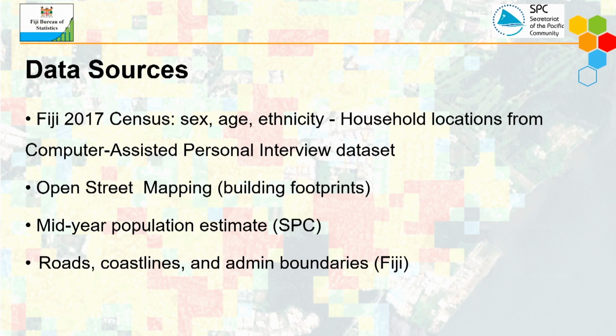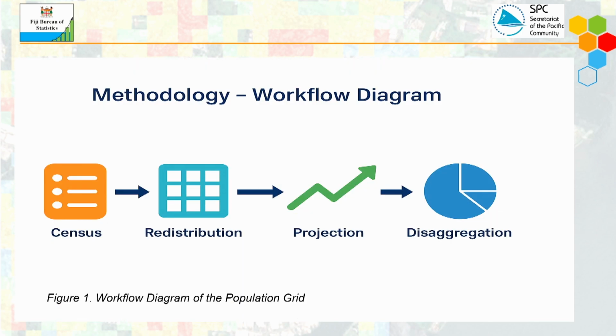Some of the data sources: we use the census data for Fiji 2017. Not only that, we use OpenStreetMap, some of the building blocks, which helped us with the grid. And we use the mid-year population estimates from SPC as well, some roads and coastlines, just to add on to the map. Here I'm showing the methodology. You look at the census, the redistribution, and you look at the projection and the disaggregation.